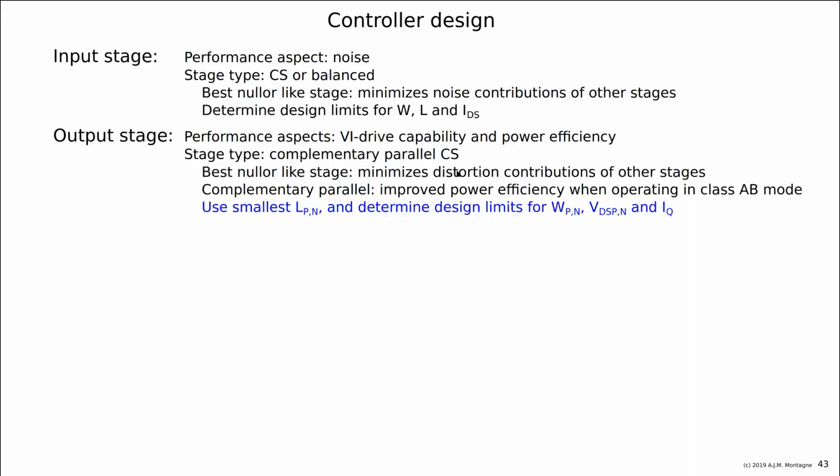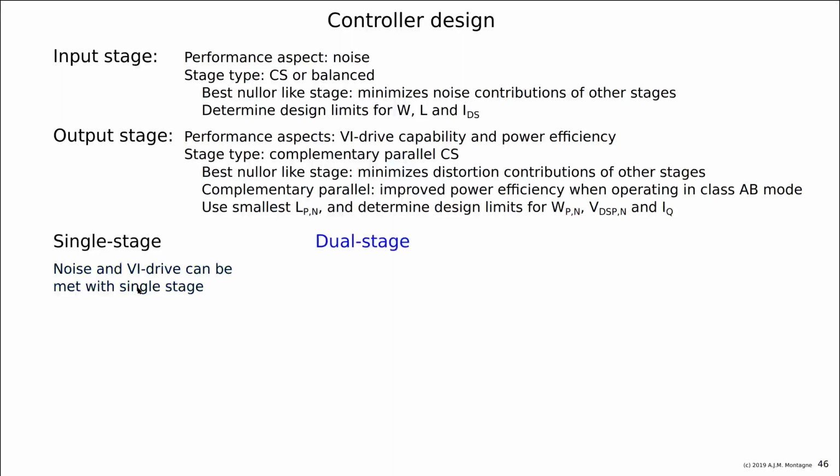You see, this is how we combine all the knowledge that we have, without doing excessive calculations on all those stages. We now find what we need to have. And we already have studied those stages, so we can use those conclusions. So we can make a single stage, maybe a single stage controller, if the noise and the drive capability can be met with a single stage. If this is not the case, then we can make a dual stage.